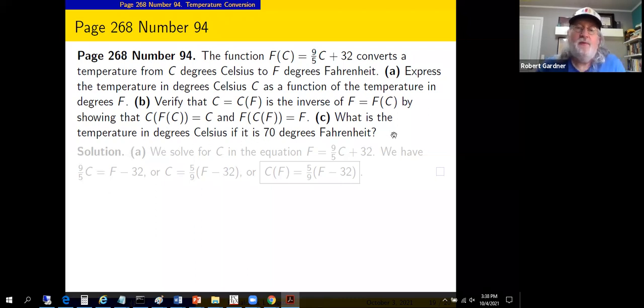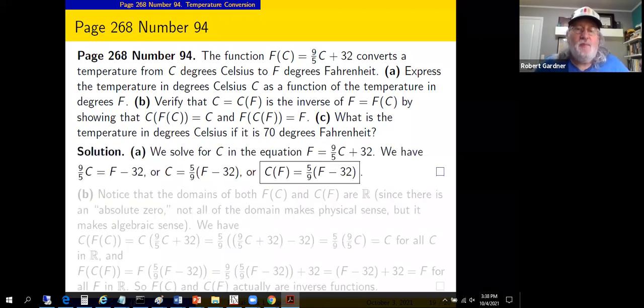Well, we'll have a formula for it. So first off, take this equation, F equals 9/5 C plus 32. Replace the F of C with F. I've complained about their use of capital F both as a function name and as a variable. But we get this relationship upon replacing F of C simply with F as we were given.